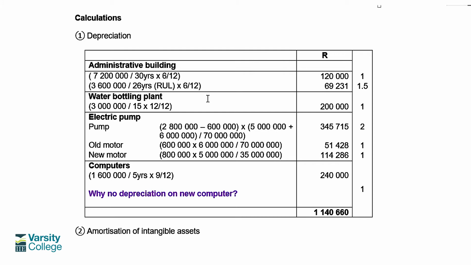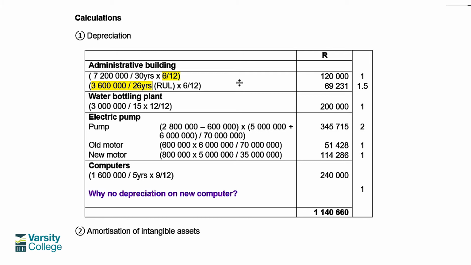Right, so let's look at the admin building. The admin building was impaired halfway through the year. So what we did is we depreciated the original building for 6 months, and then after it is impaired, we take the recoverable amount and depreciate it over the remaining useful life. So you can see 7.2 million divided by 30 years for 6 months was based on the original cost, and then 3.6 million divided by 26 years. Remember we said the asset is 4 years old, therefore the remaining life is 26 years, and that is for only 6 months. So 120K plus 69,231 is the depreciation on the admin building.